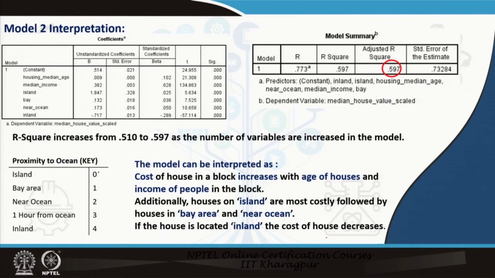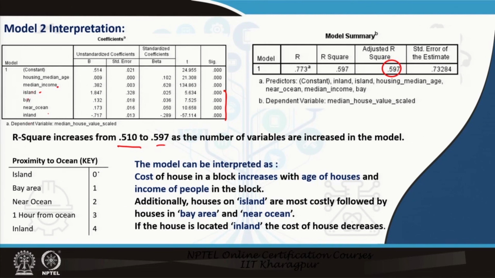We can always change the structure of the regression model. For example, over here we have added some more variables. In addition to median age and median income, we have added a categorical variable: island, bay, near ocean and inland. These are the 4 categories that have been added. Once we add this, we see that the R square value has increased from 0.510 to 0.597, and also these variables are significant. So, inclusion of the categorical variables is improving our model.